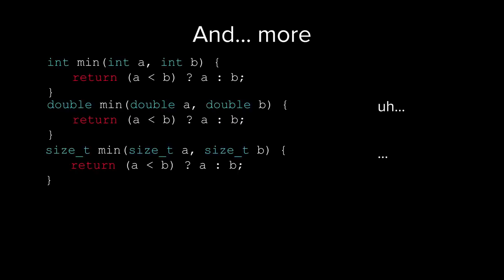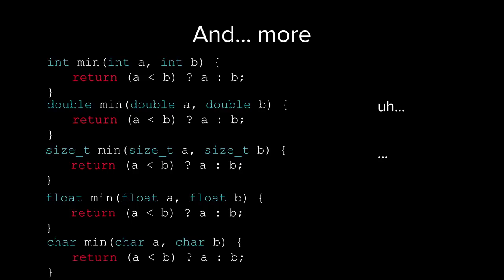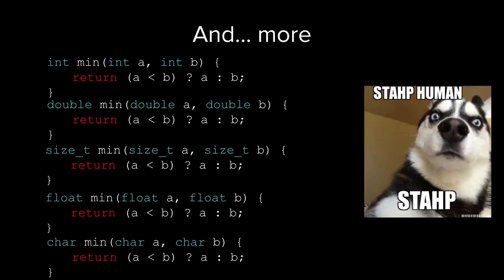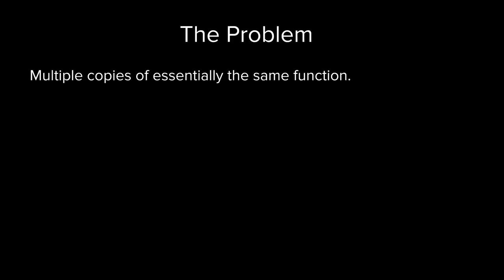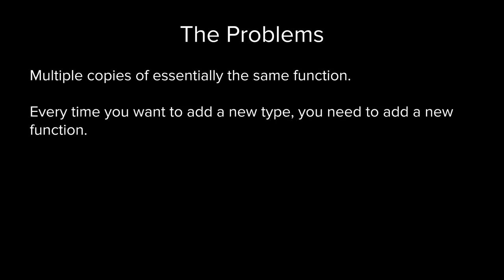And you could keep doing this for other types. You could have a min of ints, a min of doubles, a min of size_t's, a min of floats, min of characters, min of strings. At some point you have to really stop and say, okay, this is not a reasonable programming model for what I'm trying to do. The issue with doing something like this is that you have multiple copies of exactly the same function, where the only difference is the type of the variables. And every time you want to add a new type, you need to copy-paste that function and change the type to whatever type you want.